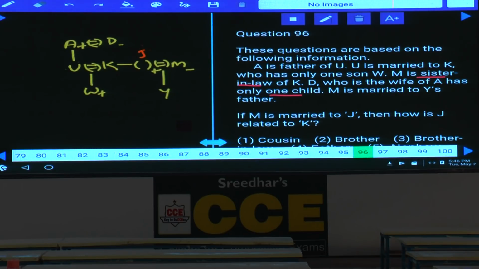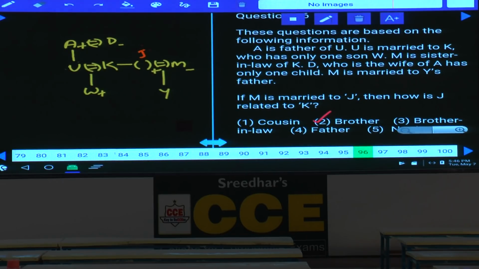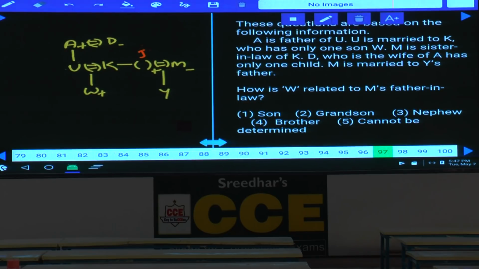J is K's brother. K's brother, that is given in choice 2. Then 96 is choice 2. Then 97. In this 97, how is W related to M's father-in-law? Who is M's father-in-law here? M's father-in-law is this person's, K's, father. Now how is W related to that person? This person's child's son, that is grandson, choice 2.